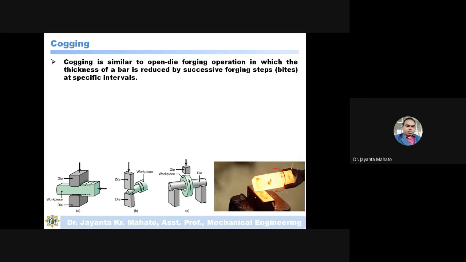So gogging is similar to an open die forging process in which the thickness of the bar is reduced by successive forging steps. Okay, so successively means one by one passes, after reducing some cross sectional area, then you pass it to the next step. Okay, so according to the requirement of the shape, you pass this material to this station. So if this station is a cylindrical type, then it will form a cylindrical type.